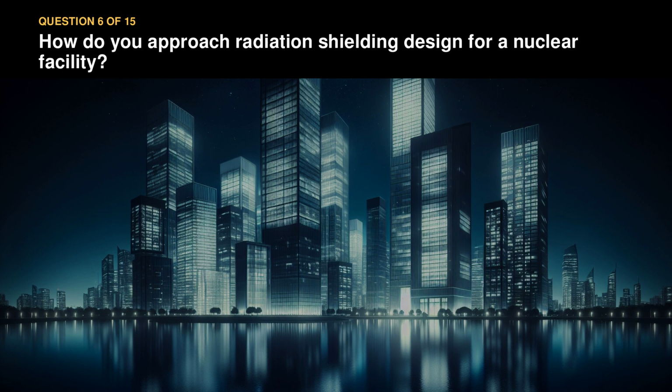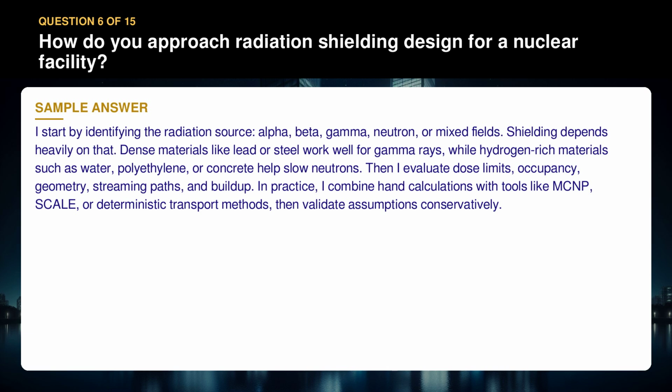Question 6. How do you approach radiation shielding design for a nuclear facility? I start by identifying the radiation source: alpha, beta, gamma, neutron, or mixed fields. Shielding depends heavily on that. Dense materials like lead or steel work well for gamma rays, while hydrogen-rich materials such as water, polyethylene, or concrete help slow neutrons. Then I evaluate dose limits, occupancy, geometry, streaming paths, and buildup.